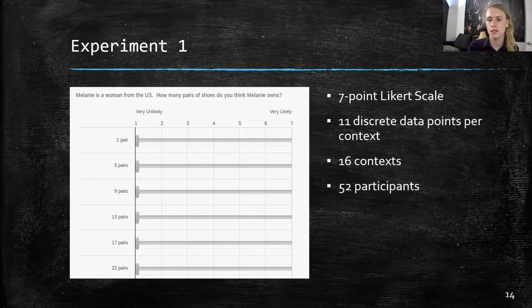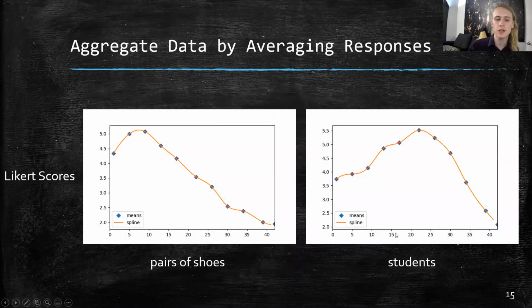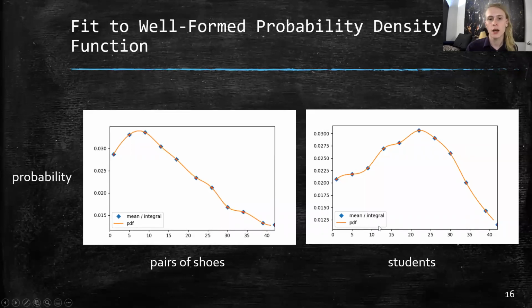They're going to see all of our 16 contexts. Most of them are taken directly from Schöller and Franke with a few tweaks, and we had 52 participants for this initial experiment. Taking all this data, we took the average Likert score for each integer for each context, and we fit a cubic spline that basically creates a continuous distribution for our expected value distributions. And of course, we're going to normalize so that the sum is 1 underneath.